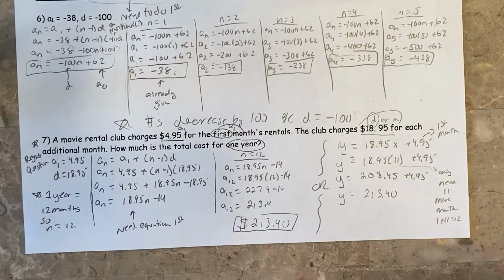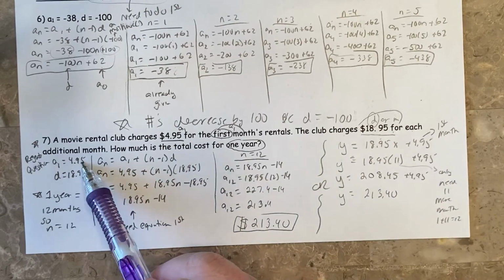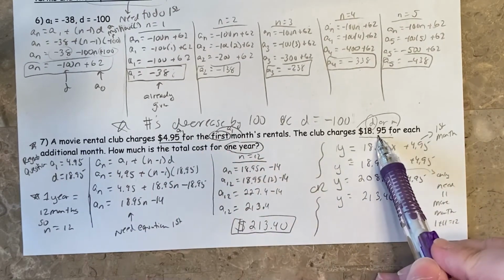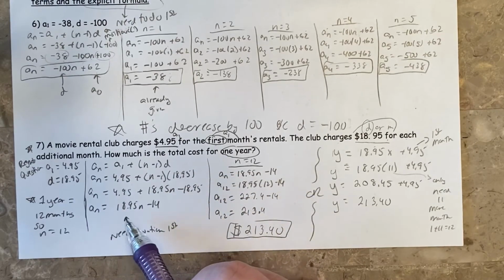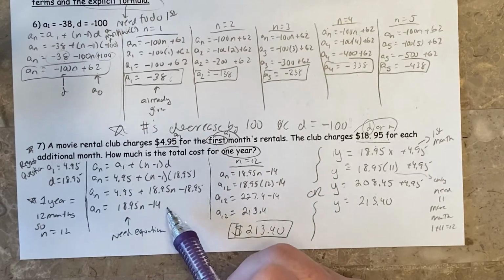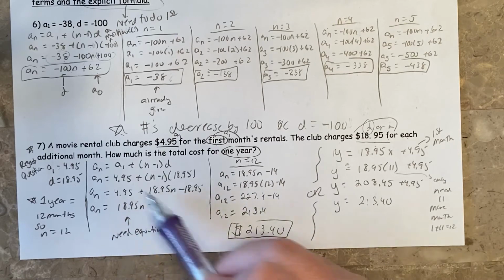So what we want to do first is come up with the equation, which we normally do first, right? So you have your a sub 1, $4.95. You have your difference of $18.95. You plug in your numbers, combine like terms, and you get $18.95n minus 14. So you have to have this equation first.